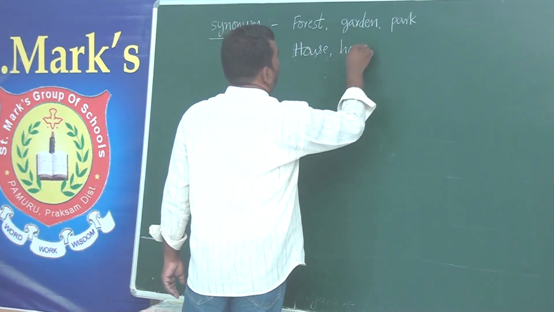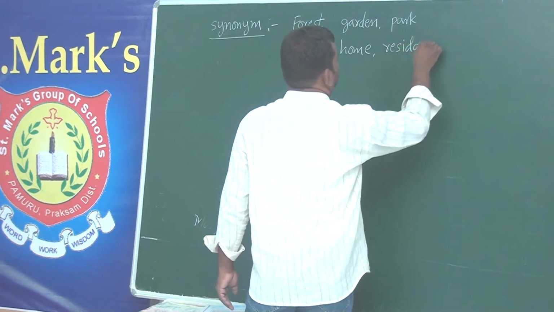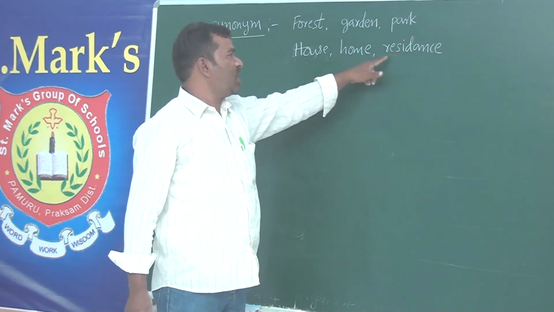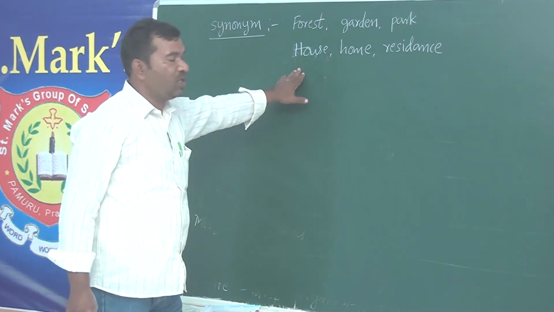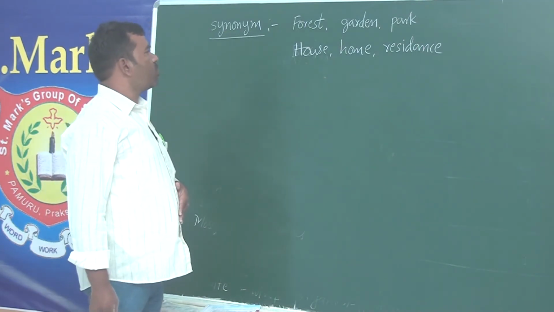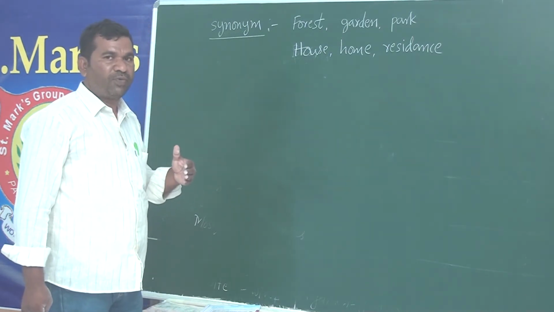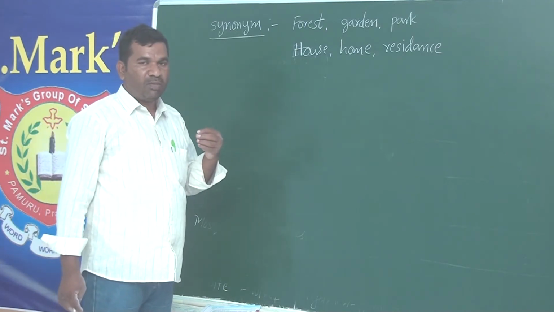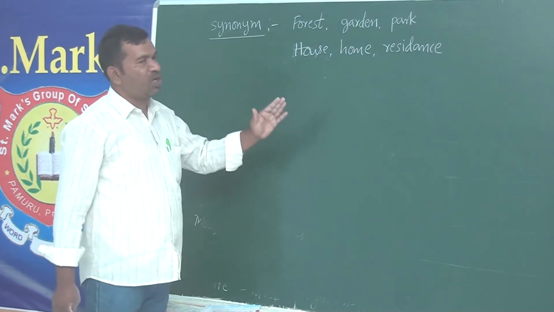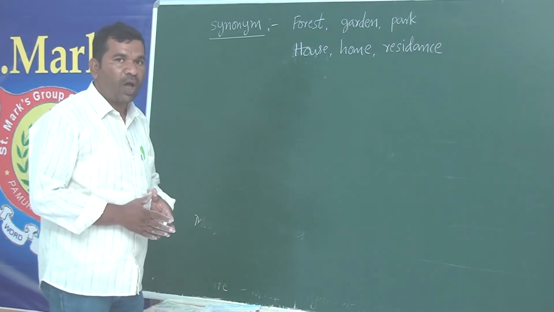House, home, residence. Look at them again. House, home and residence. They give the same meaning. Understand? So therefore they are called synonyms. Okay? So what we come to know is that a group of words which make the same sense of meaning are called synonyms. And opposite to synonyms, words which give very opposite meanings are called antonyms.